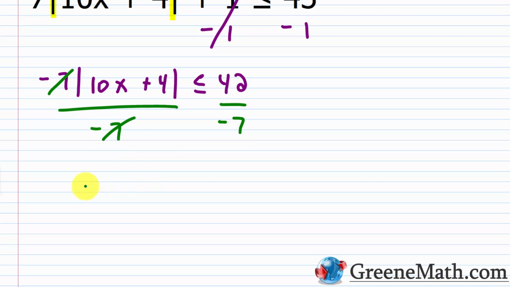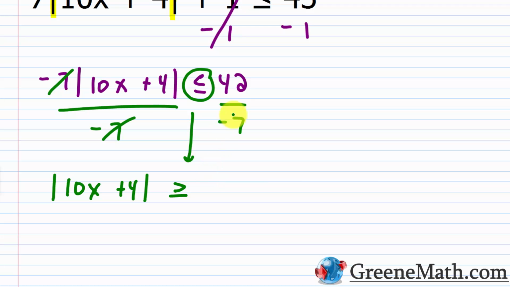This cancels. I'm going to have the absolute value of 10x plus 4. Now I divided by a negative, so this has got to get flipped. So it's going to become a greater than or equal to 42 over negative 7, which is negative 6. Now, you can stop here. The absolute value operation is isolated, and it's greater than a negative value. What did we say about that? The absolute value operation is always going to be 0 or some positive amount. So it will always be greater than -6. So this is true for all real numbers. So you can stop and say all real numbers.